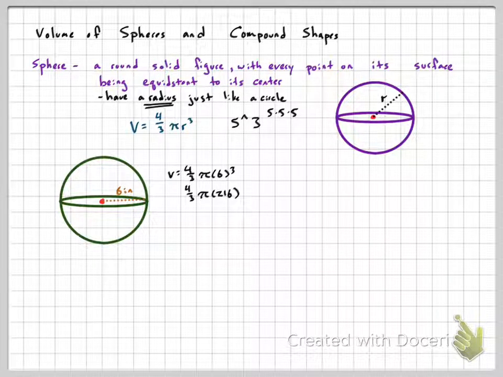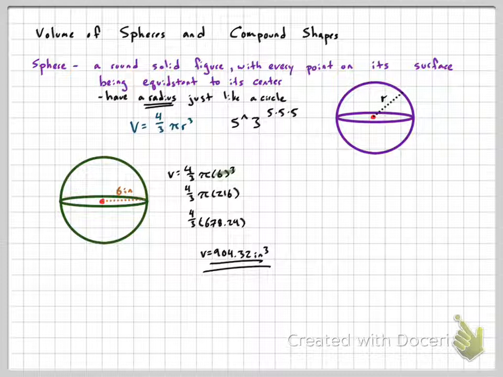So let's do 216 times 3.14. That gives us 678.24. So we have 4/3 times 678.24. Now I'm going to multiply that by 4. That gets me 2,712.96. I'm going to take that amount and divide it by 3. So the volume of my sphere is 904.32 inches cubed.